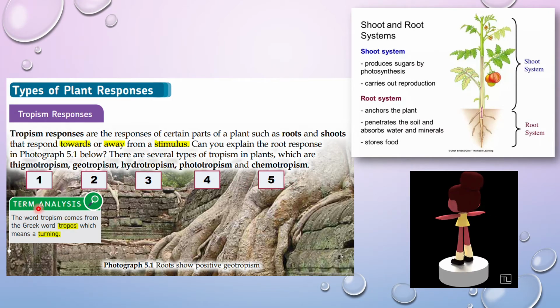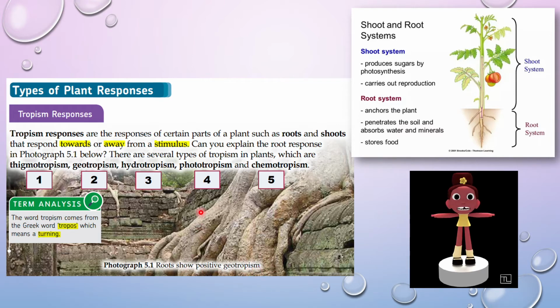Let's look at the term itself. The word tropism originates from the Greek word tropos, which means turning. This picture here is showing the roots growing downwards, so that means growing towards the pull of gravity. In other words, roots are showing positive geotropism.